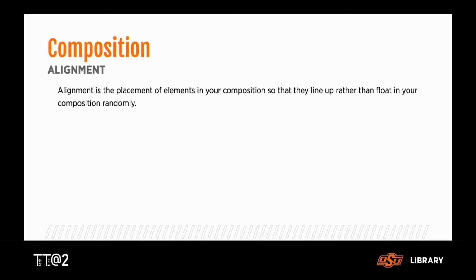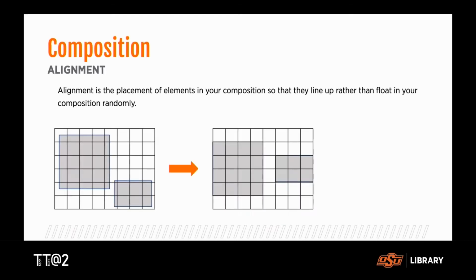Alignment is the placement of elements in your composition so that they line up rather than just float around randomly. It brings a sense of order and clarity to a design by eliminating sloppiness that can occur when objects are randomly placed. Alignment is used to group elements together to create balance, structure, and to create connections between other elements in your design.